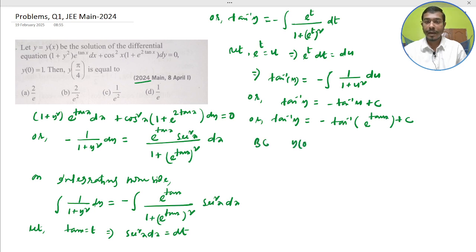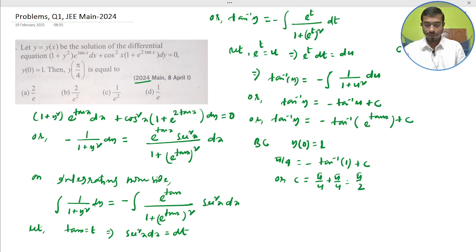The boundary condition is that y at x equal to 0 is 1. So here tan inverse 1, that is pi by 4, equals minus tan inverse 1 plus c. You have to find the constant, the integrating constant c. C would be pi by 4 plus pi by 4, meaning twice pi by 4, meaning pi by 2. So now y would become tan of pi by 2 minus tan inverse e to the power tan x.